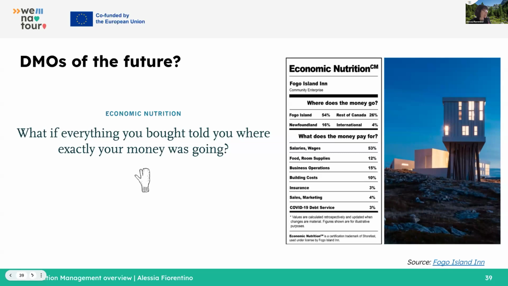So just to leave you with a thinking point, should DMOs of the future be engaged in measuring, for instance, what we call leakages, or how the money is distributed, what it fuels, and maybe measuring resident happiness? Is it something we could measure? Yes, no, I'm not sure. Very last one.